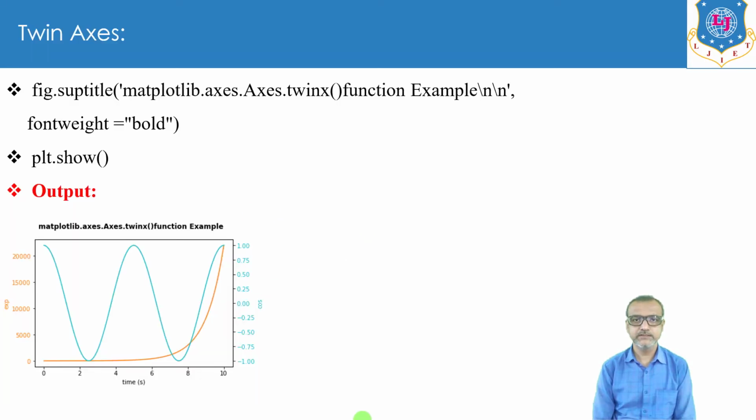So in today's lecture, we have seen the introduction of Matplotlib, how to install Matplotlib, and how to use Matplotlib. Then we have seen programs on how to draw a straight line, and how to show two numbers on an XY plot. Finally, we have seen the concept of twin axis, and one example based on twin axis.